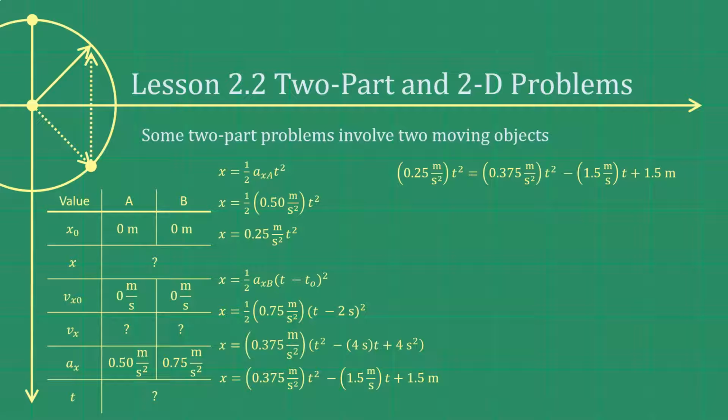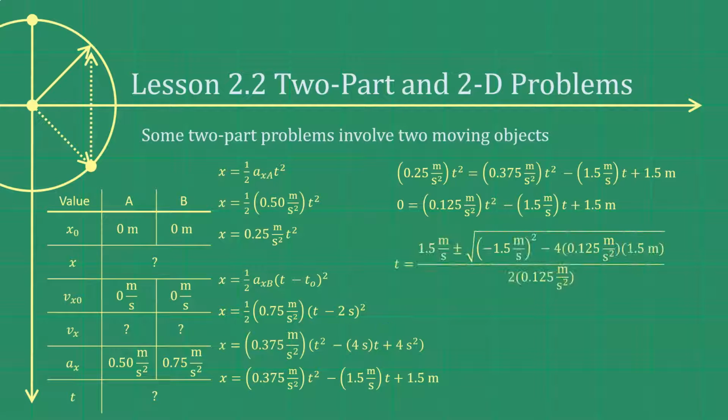And now to simplify this, I'm going to subtract 0.25 t squared from both sides. That sets this expression equal to 0. And now I have this expression in a form that's solvable using the quadratic formula. So that's what I'm going to do. I'm going to plug in my quadratic formula values into the quadratic formula to solve for t. And when I simplify this long expression, I find that the time is going to equal 1.10 seconds or 10.9 seconds, and I have to choose which one of these is correct.